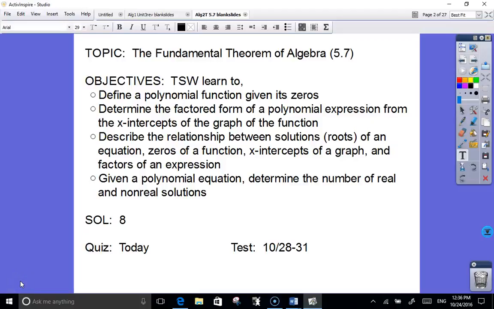Okay, so this is the last lesson of the unit, and it's kind of a culminating lesson that puts everything together in a pretty nice way. These objectives come pretty close to straight out of the SOLs, and they diverge a little bit from the way the book presents it, but I think we're still going to get out of this what we need.